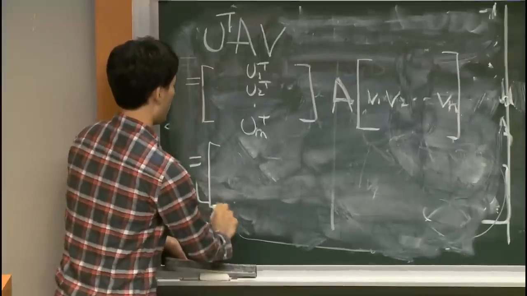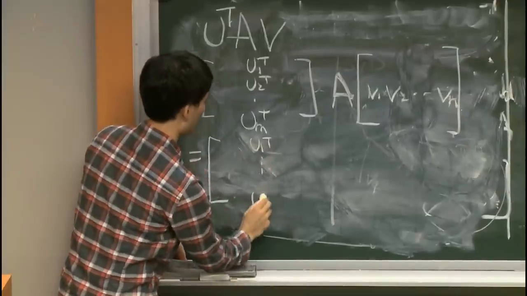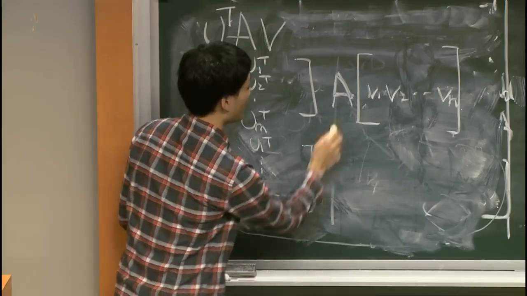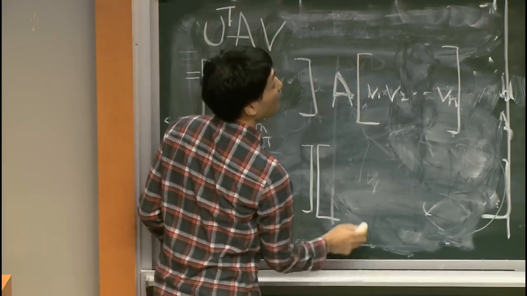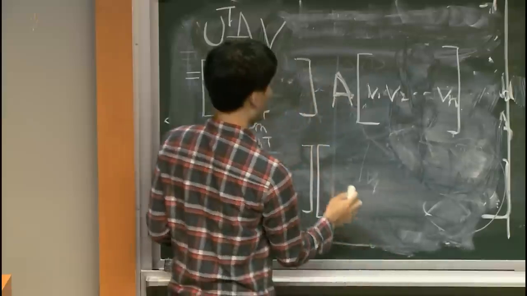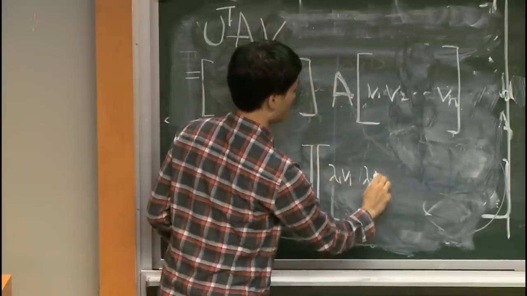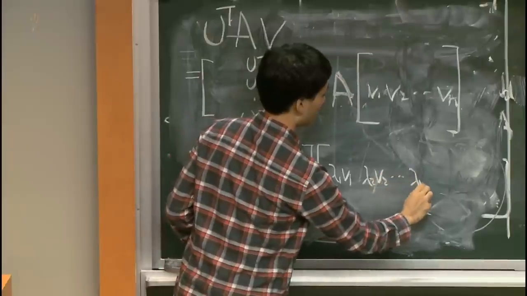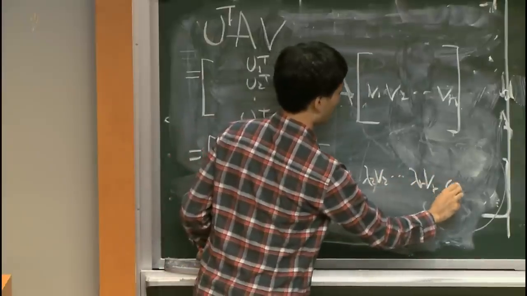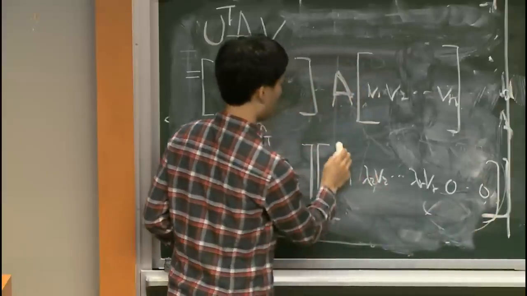And then you're going to have U1 transpose up to Um transpose times A V. Because of the definition of V, A times V1 will be sigma 1 of U1, A times V2 will be sigma 2 of U2, up to sigma r of Ur, and the rest will be 0. These all define the columns.